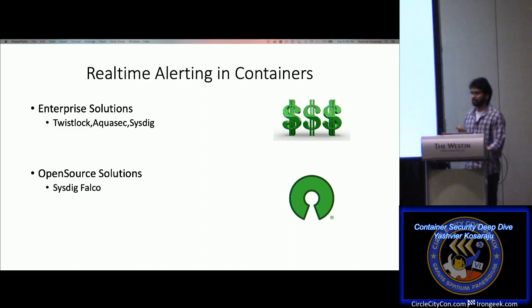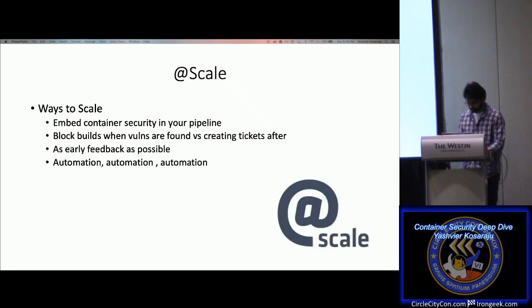There are a few tools that do that too. Sysdig Falco is an open source solution. It's a rule-based engine. You can write different rules: if X happens, then do Y kind of thing, and it has visibility into all of your running containers and can alert you. There are enterprise solutions like Twistlock, Aqua Sec, and Sysdig as well.